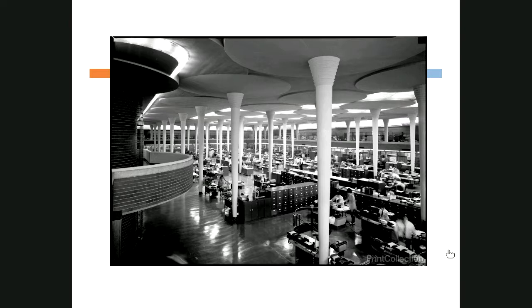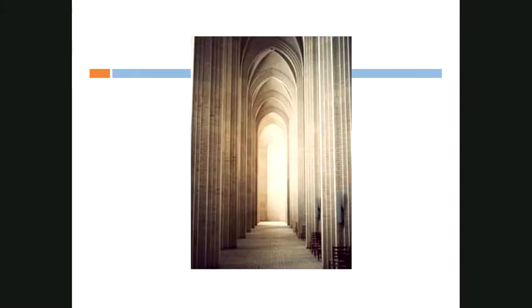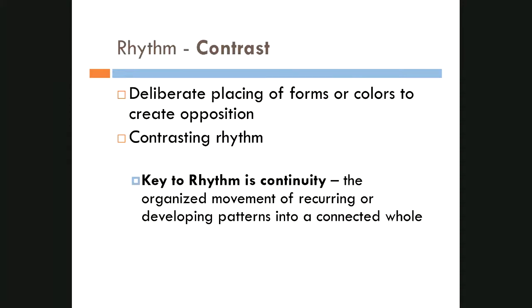But here's a great one with repetition. We already saw this. This is Frank Lloyd Wright's Johnson Wax Administration Building. So he uses repetition with the columns. And rhythm. Here's a cathedral in France. And it's got rhythm with the arches that carry you down through. And then we could have contrasting rhythm.